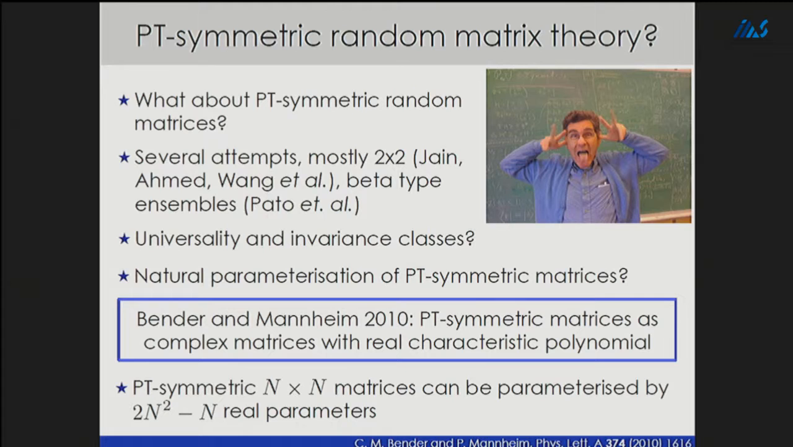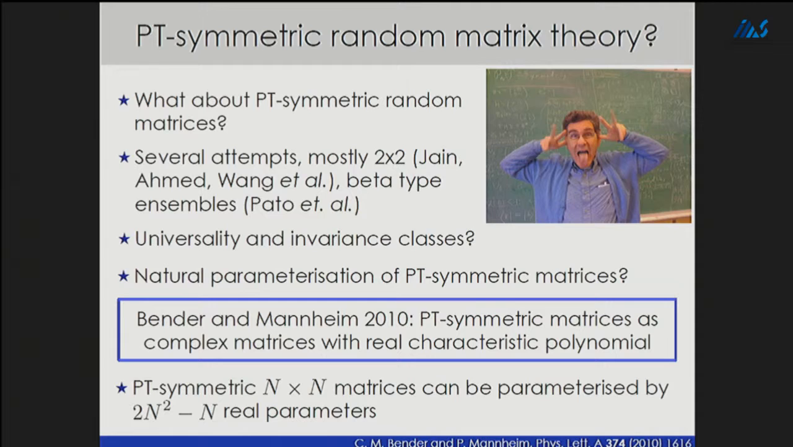So the first thing you can do is count how many parameters you need. There are many different ways you can count that. An easy way is to say, all right, I have 2n squared parameters in my complex n by n matrix. And then I have n constraints, which come from all the coefficients in the characteristic polynomial. They are all independent and they're all linear, so they all reduce the dimension by one. So we have a 2n squared minus n dimensional family of PT symmetric matrices for an n by n matrix. But the challenge is to parameterize that.